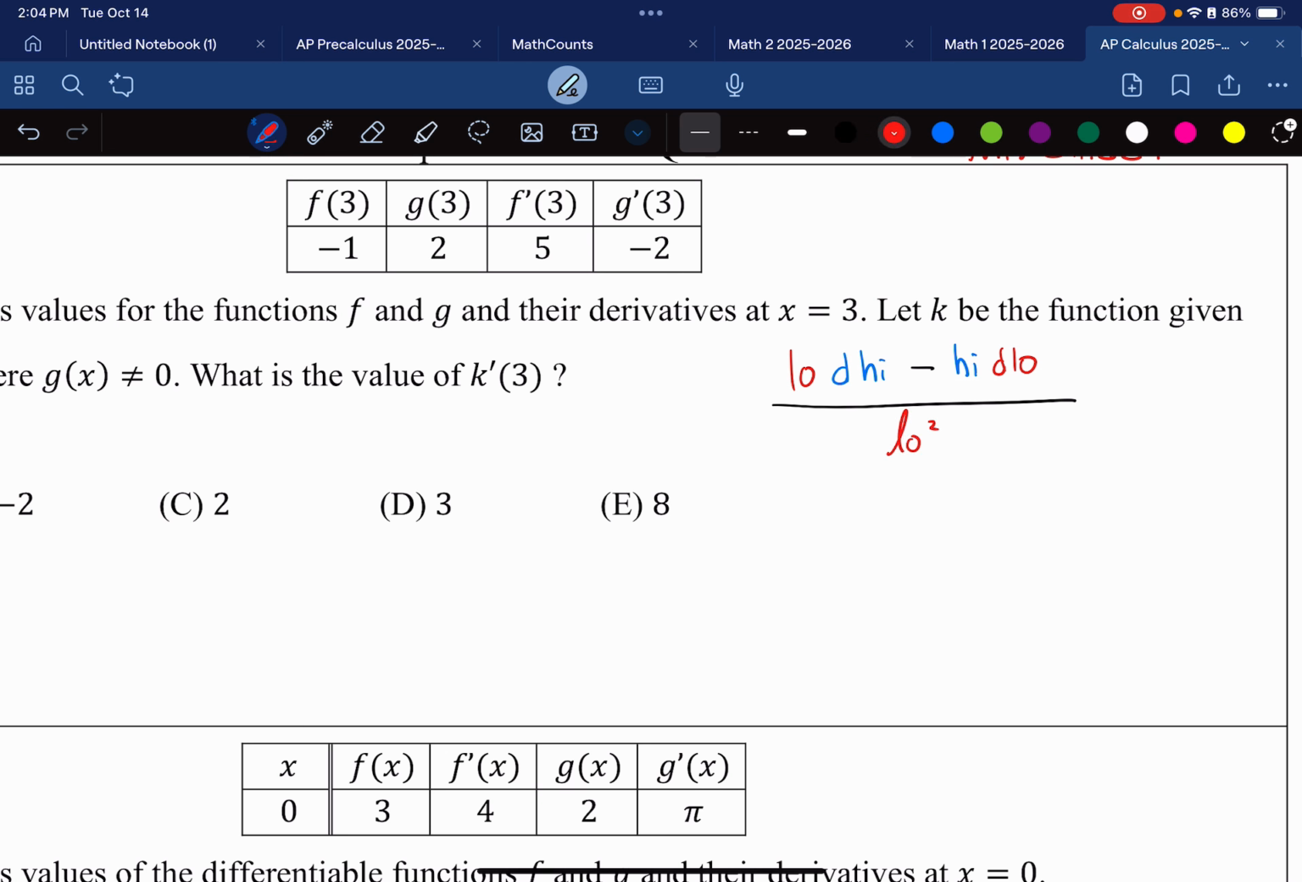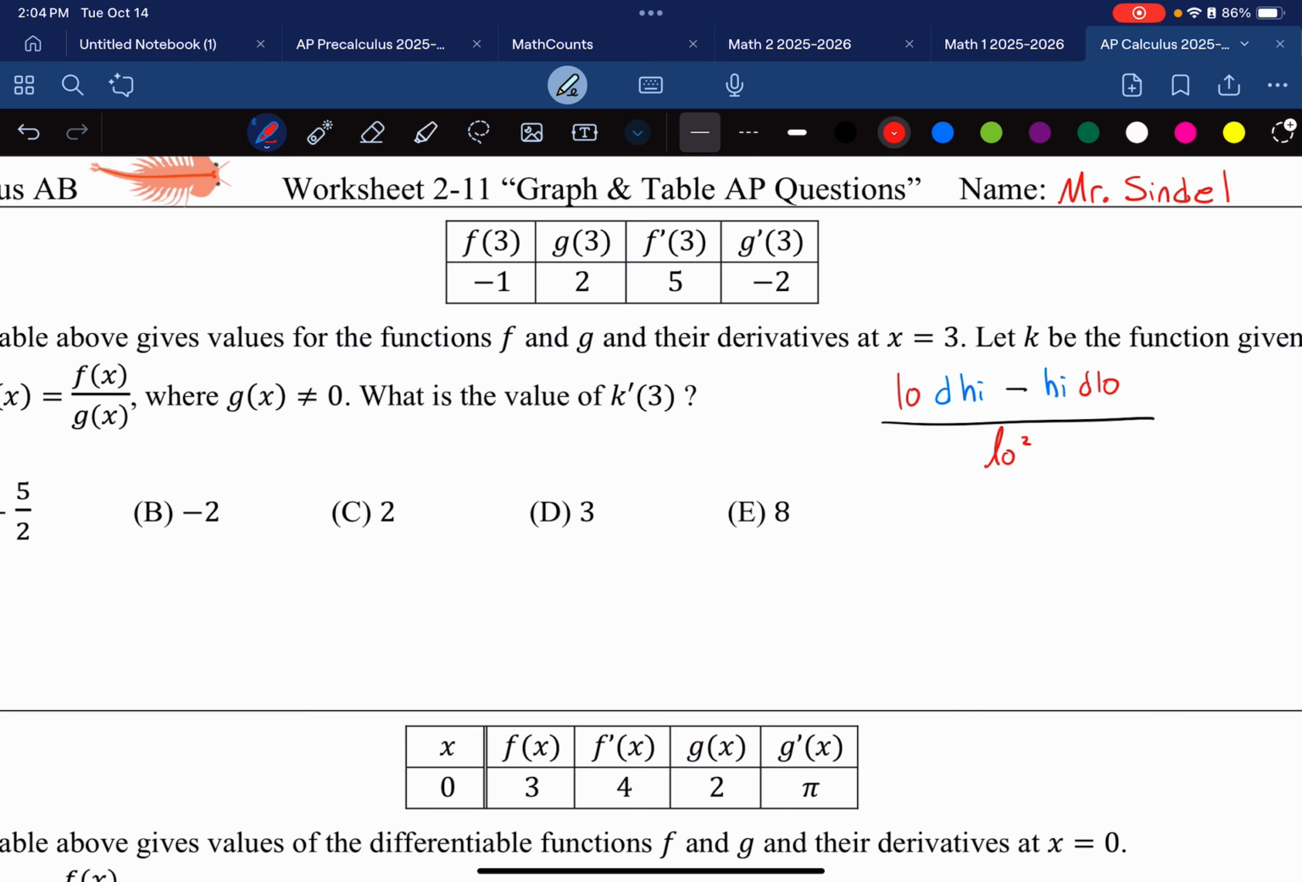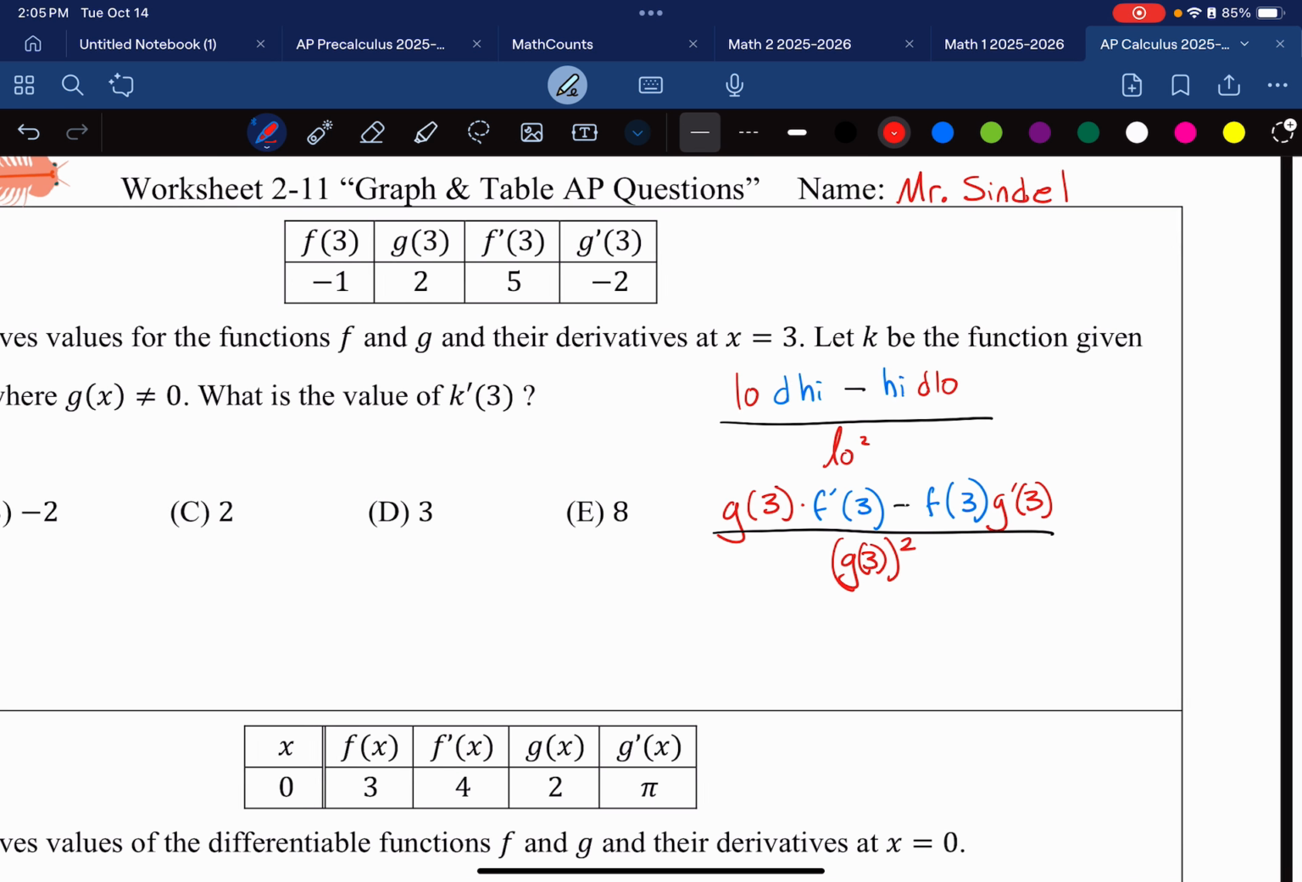All right, in this case, what is my low? My low is g, so I'm going to say g of that number. Instead of saying x, I'm going to plug in 3 right away. So g of 3 times d high. The derivative of the top is f prime, so f prime of 3. Then I copy down the minus sign, and high is f, so f of 3, multiplied by the derivative of low, g prime of 3. That's all divided by low, g of 3, squared.